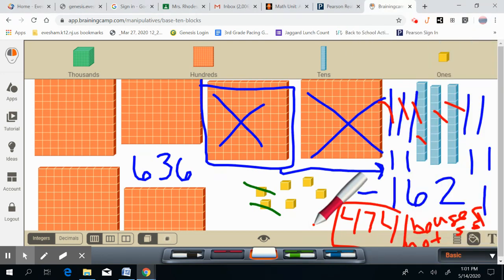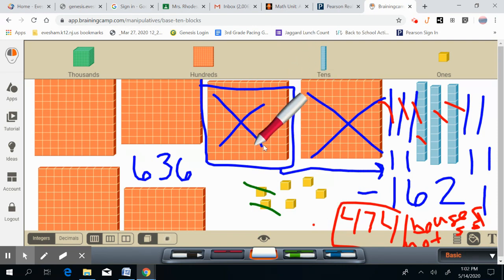All right. So anyway, if you notice, the strategy that I used to solve this problem was I used base 10 blocks and worked on subtracting using my base 10 blocks. Okay, so today what you're working on, you will be seeing these base 10 blocks in your visual learning. And what you can do is you can log on to this website, BrainingCamp.com, remember, and sign in and use them to help you subtract.